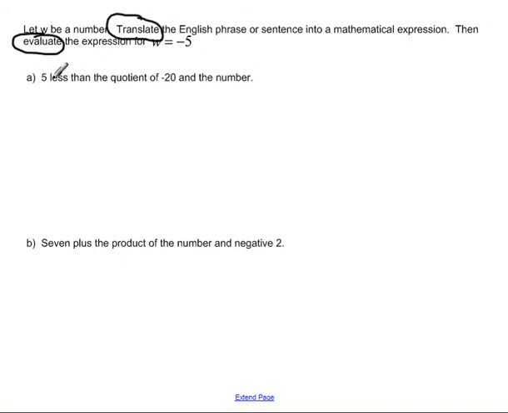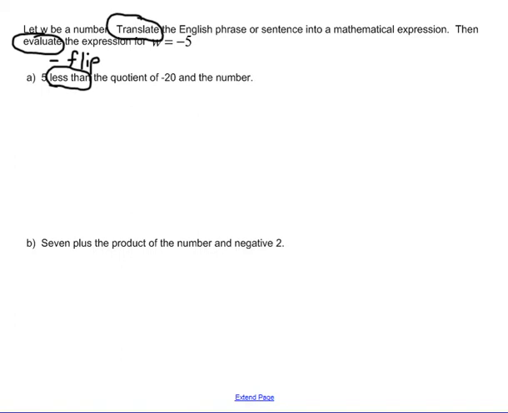So in this first problem, we have 5 less than the quotient of -20 and the number. Okay, so 5 less than. Less than is going to be a subtraction problem. But when we see less than, if I'm taking 5 less than something, that means that I need to start with the something and take 5 away from it. So this is the old subtraction flip. That 5 is going to end up at the end of the problem, not at the start of the problem.